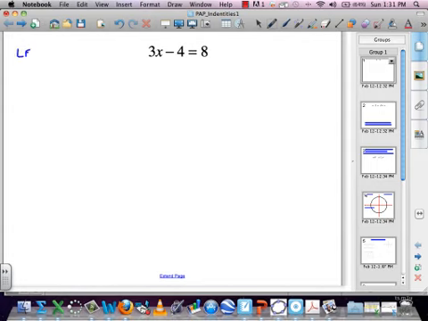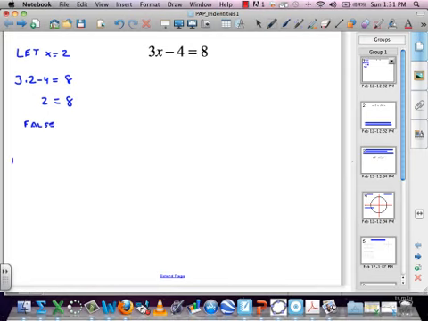So let's see. Let x equal 2. Well, what happens here when we let x equal 2? We get 3 times 2 minus 4 equals 8, which gives us 6 minus 4, which is 2, is equal to 8, which is not true. It's not a true statement, right? So that's false.